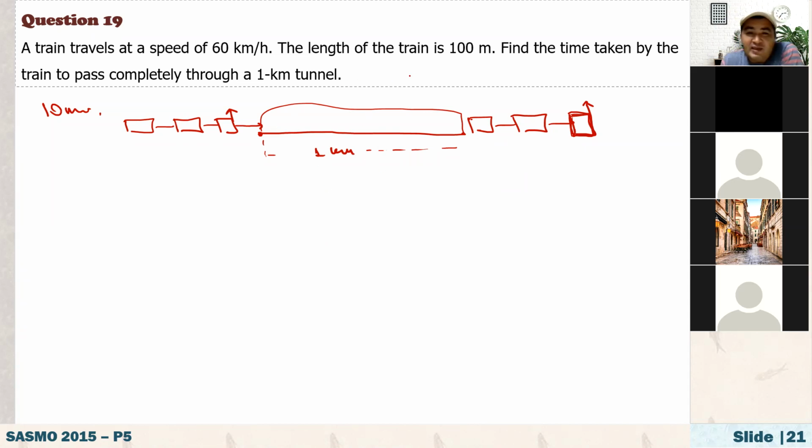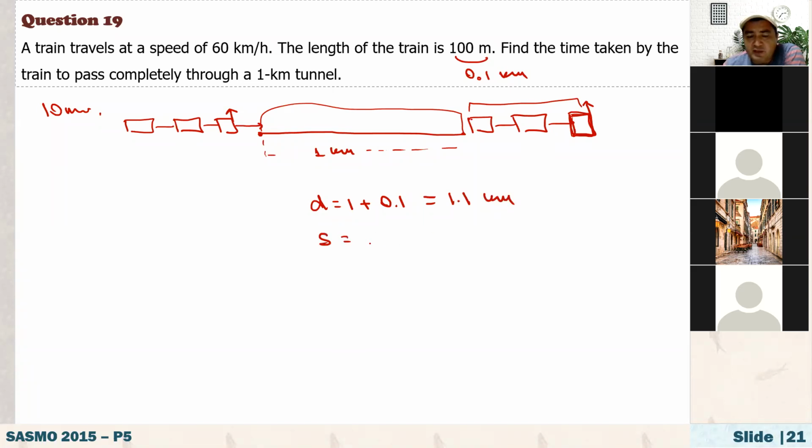Anyway, so the length of the train is 100 meters. So we need to change this into kilometers, right? So 100 meters is equal to 0.1 kilometer, right? So that means that the distance covered by the train is 1 kilometer plus 0.1 kilometer. That's equal to 1.1 kilometers.